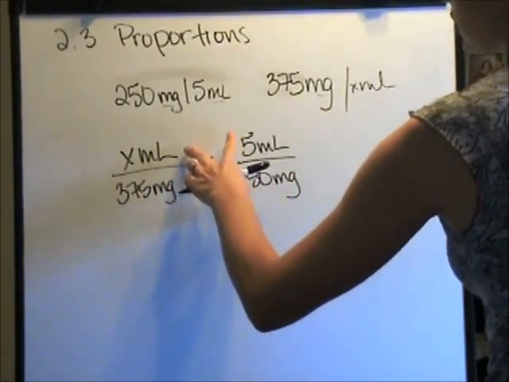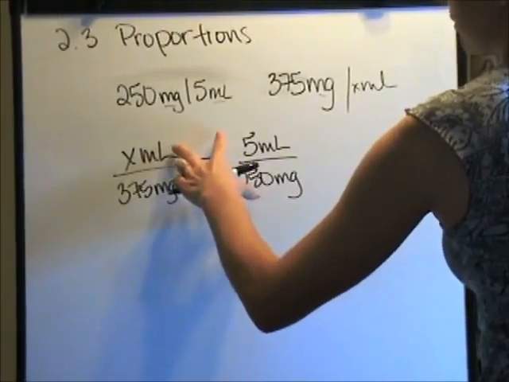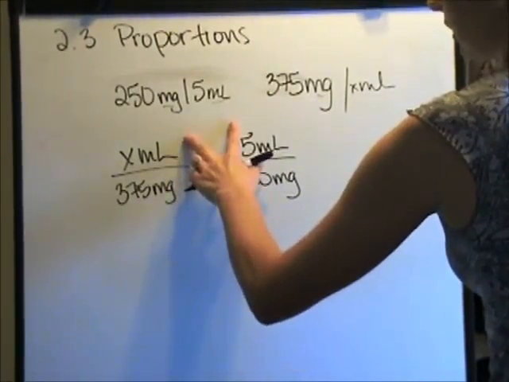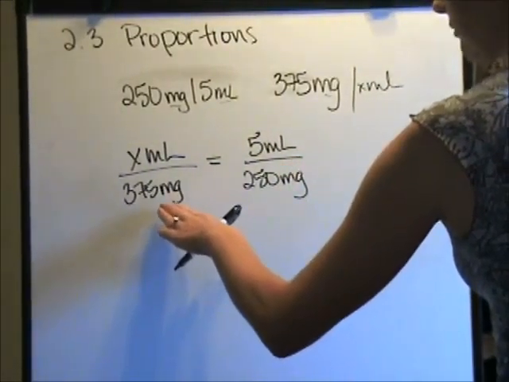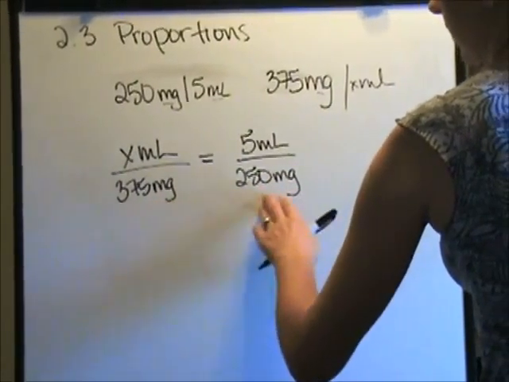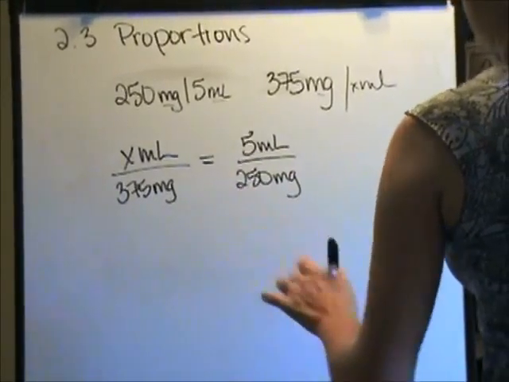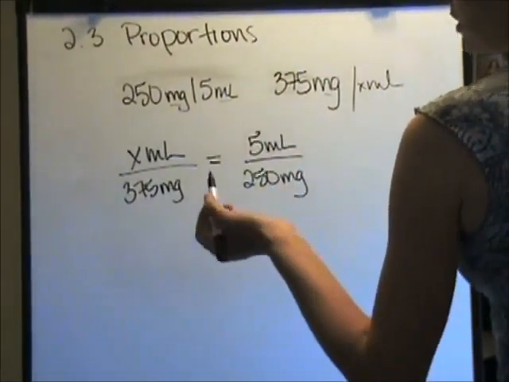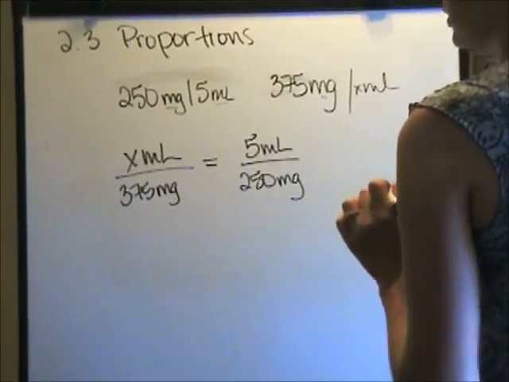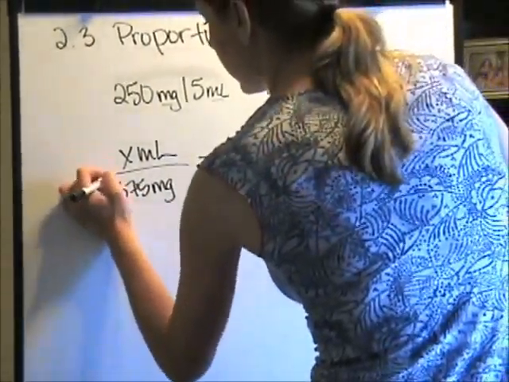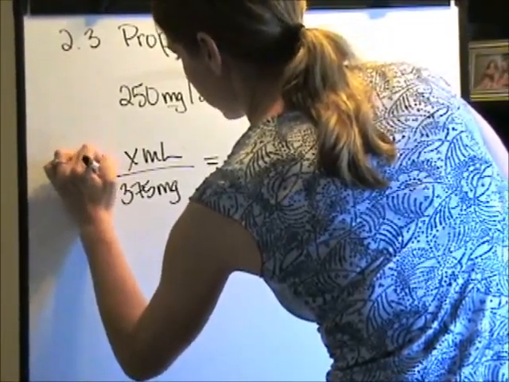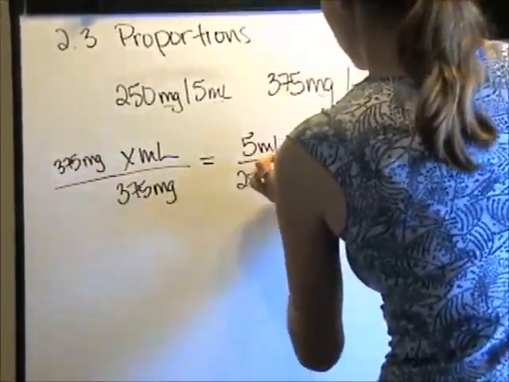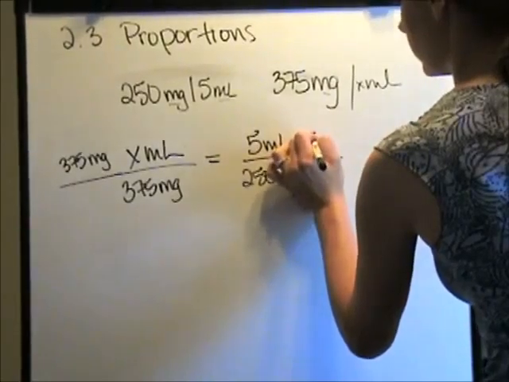You always want to make sure that your units of measurement match. If you've got milliliters on this side, you want to have milliliters on this side. And we have milligrams in both of the denominators. You want to make sure that those are always the same. So what we want to do is isolate the variable. To do that, we are going to multiply 375 milligrams on the top over here, and also on the top over here.